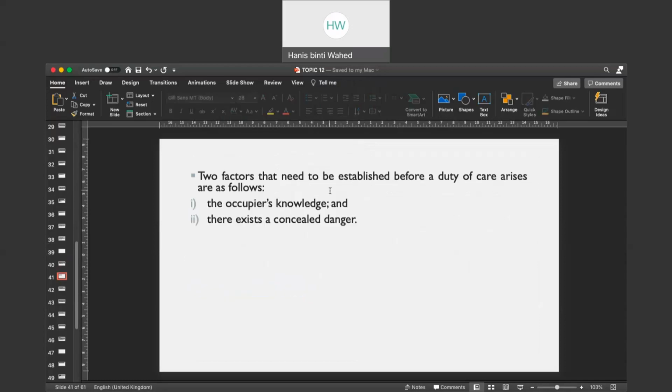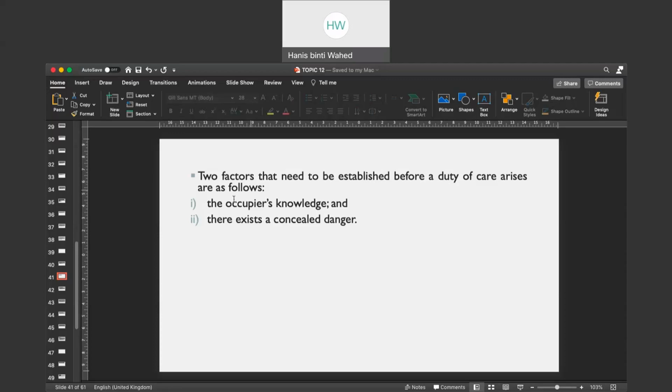This is the important point. What are the factors? Okay, what are the factors that the court will consider when determining whether the occupier owes a duty of care towards the licensee? Maksudnya, apakah faktor-faktor that need to be considered for an occupier to be held liable to a licensee yang suffer injuries ataupun damage to his property? Okay.